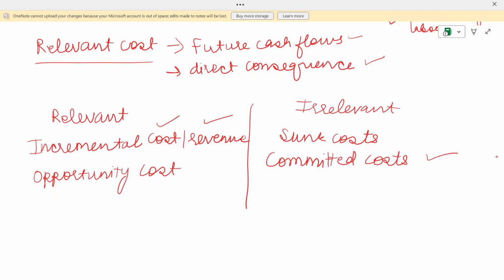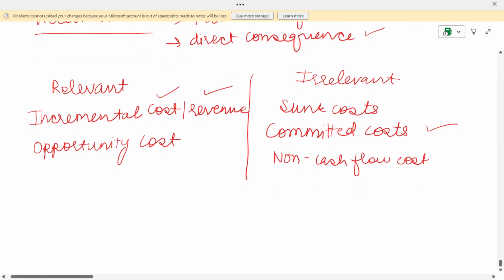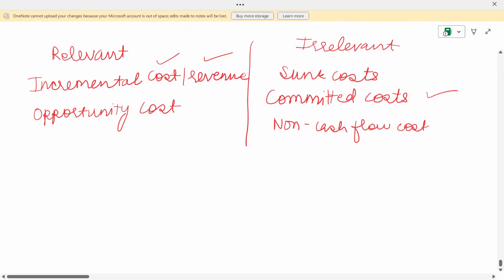And sunk costs, like I've already explained, are the costs which have already happened in the past. This is the money which we have already paid out. So this is a sunk cost. And another thing which will be irrelevant is going to be your non-cash flow cost. Anything which does not involve you actually paying out money will not be relevant. So this is a broad classification of the relevant and irrelevant costs.